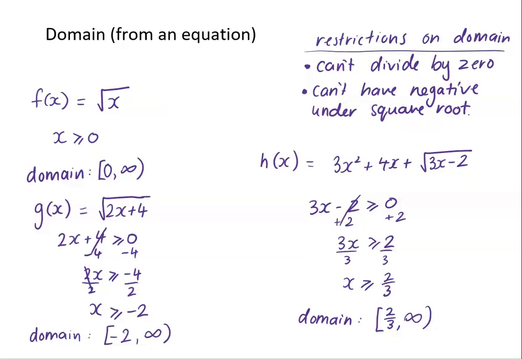So it doesn't matter about the 3x squared and the 4x outside of that square root. We can put any values in there, but the possible restriction comes when we look at the square root part. So everything under the square root has to be positive. To find the domain from an equation, we check if it has a fraction. If there's a fraction involved, we know we can't divide by 0. So we have to figure out which values would be making us divide by 0, and they're not in the domain. Or if we have a square root, we know we can't have negative under the square root, so we have to figure out what possible values could we have under the square root by making everything under the square root greater than or equal to 0.